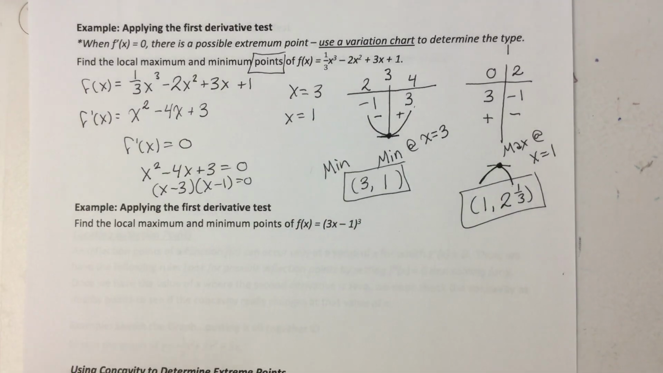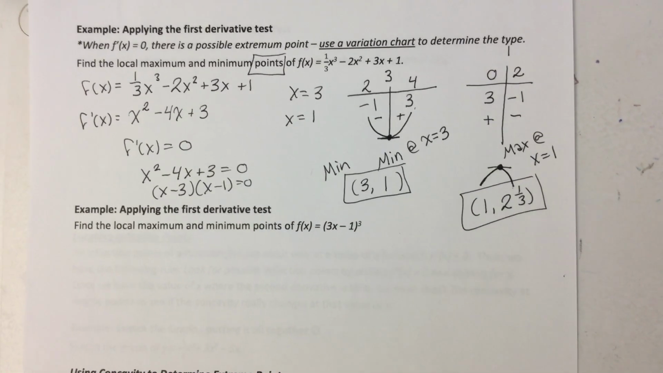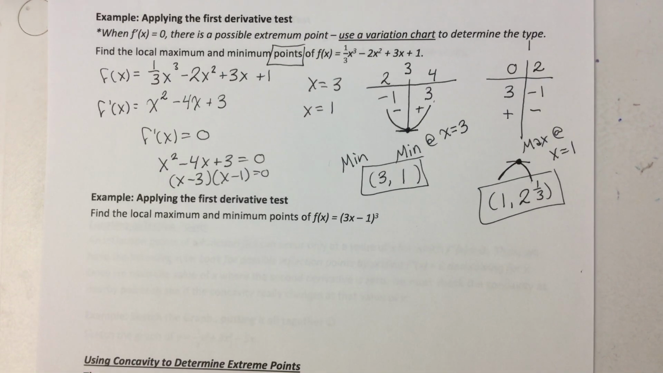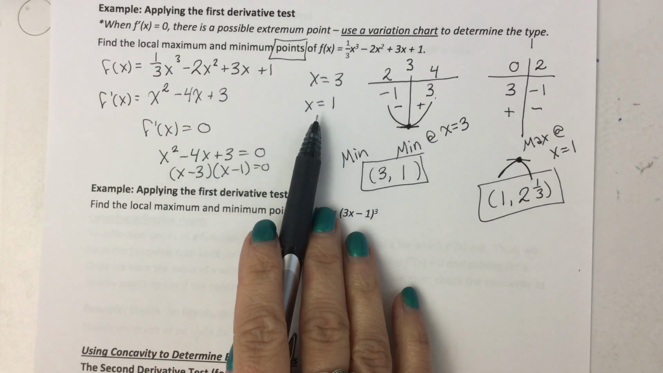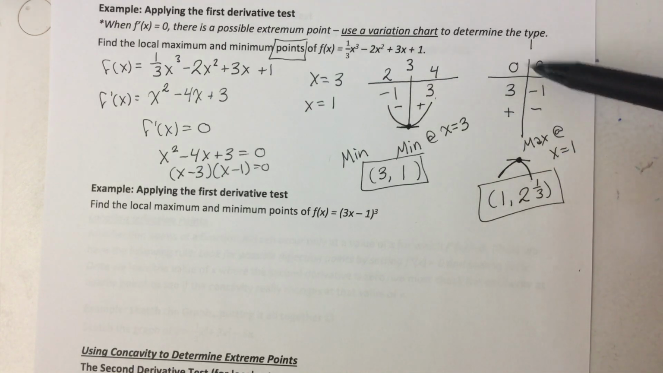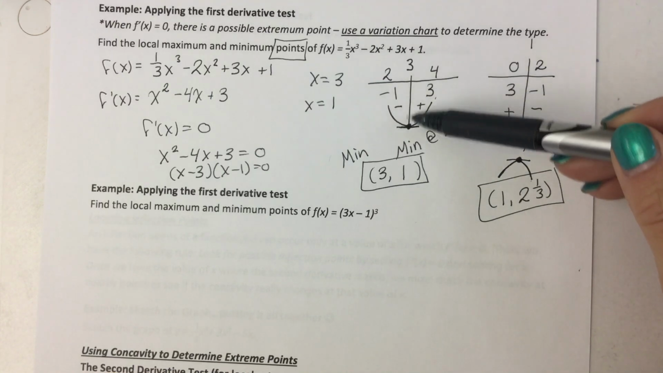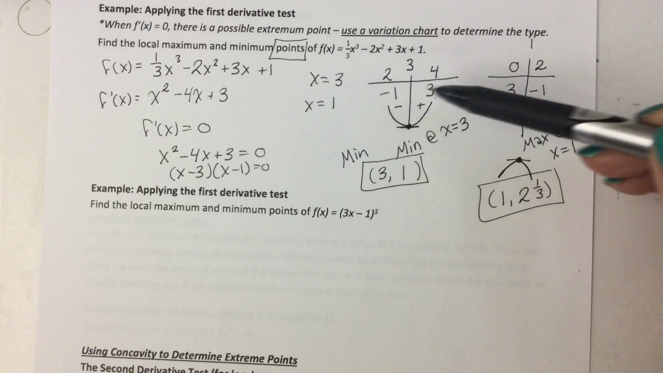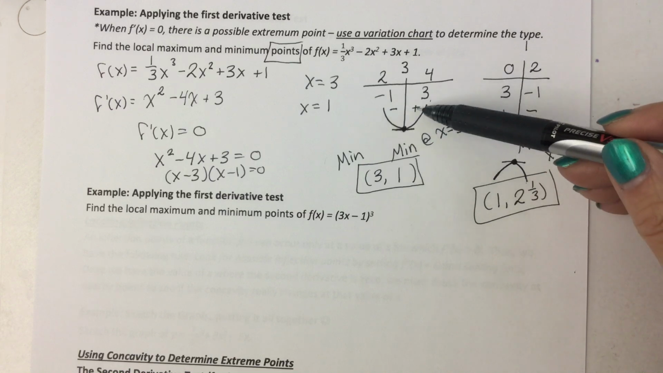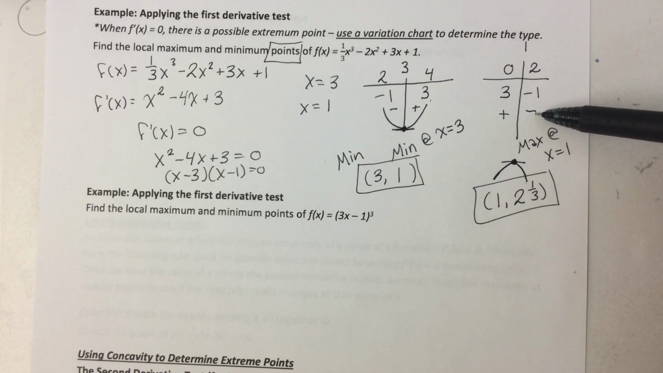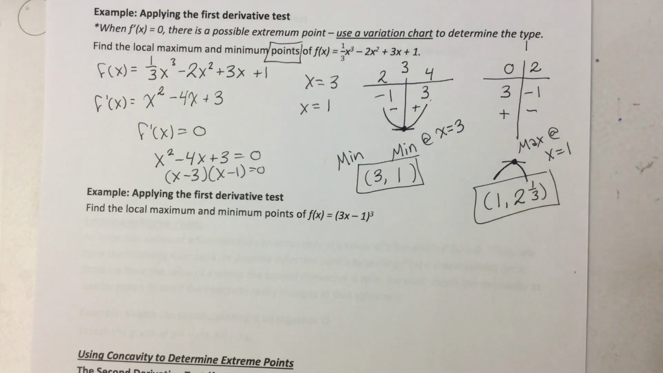So you guys, that's what the first derivative test is. You use the first derivative to find out where you might have maximums and minimums. To do that, you take the first derivative, set it equal to 0, solve for x. Then you do what's called a variation chart. This is where the slope is 0. So you have to try points on either side to see if it's increasing or decreasing, because in order to have an extreme point, it has to switch. Like here it was decreasing to increasing. Here it was increasing to decreasing. That's where you have your maximums and minimums.